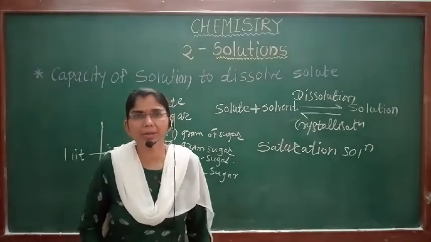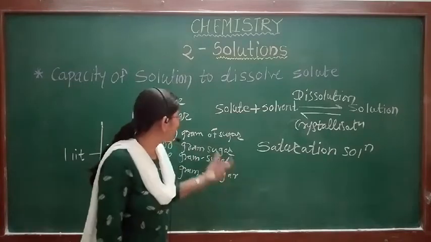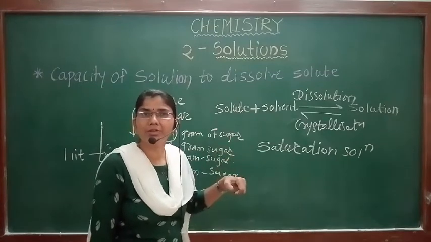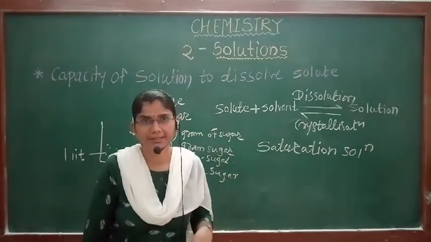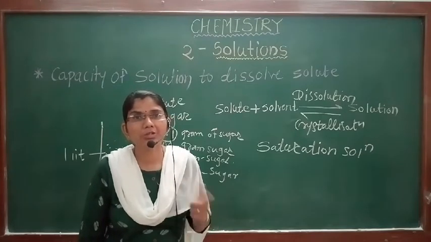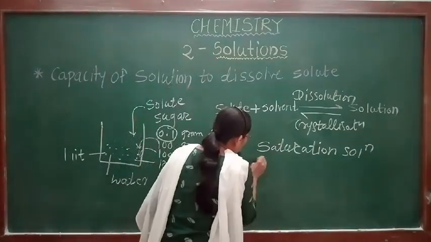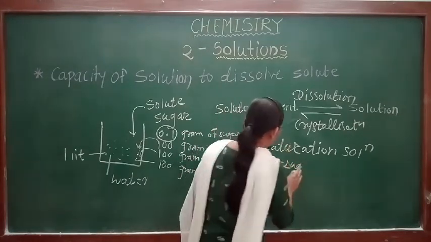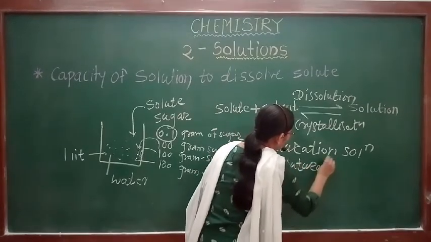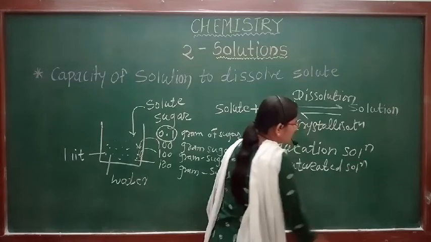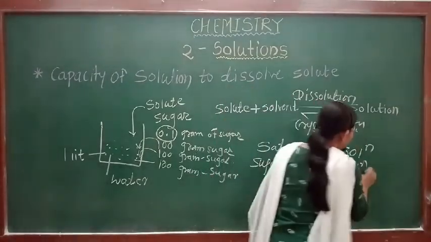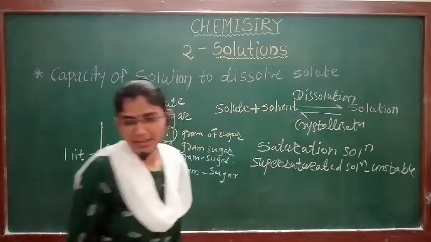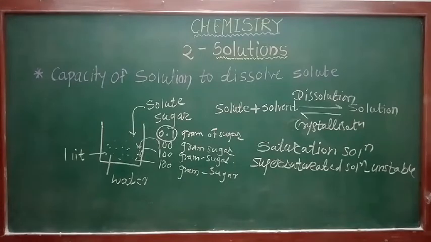If we add some more solute, for example only 0.1 gram of sugar, to this solution, then it does not get dissolved in it, and at that time the solution is called supersaturated. Supersaturated solution. A supersaturated solution is unstable. A supersaturated solution is an unstable solution.